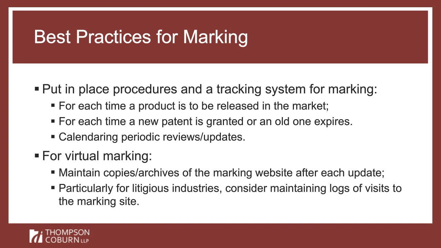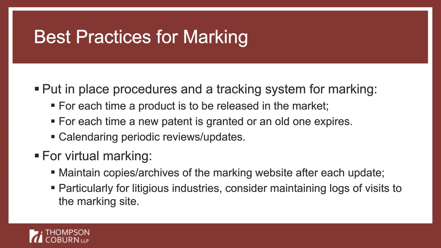So it's important to put in place some type of procedures or plan for marking. That way, each time you have a new product that's released to the market, you examine it to see if it's covered by a patent and whether you need to mark. Each time your company gets a new patent, or even an old one expires, you're going to want to examine and see if you need to change the product, or if you need to delete that patent number or add a new patent number to the virtual marking website. And it's also a good idea to calendar periodic reviews or updates, depending on the importance of litigation, maybe on a quarterly basis, just to make sure all your marking is still in compliance.